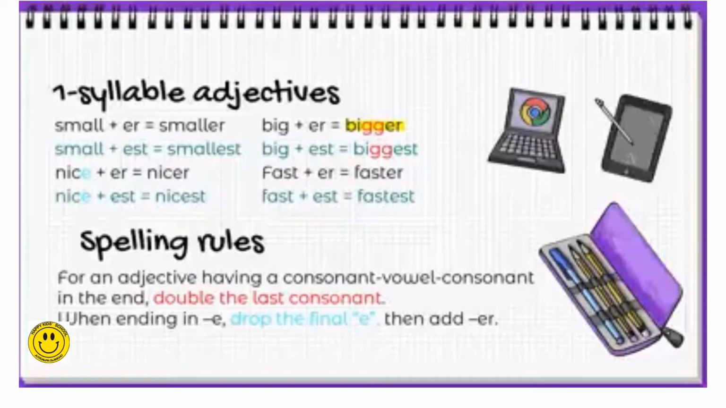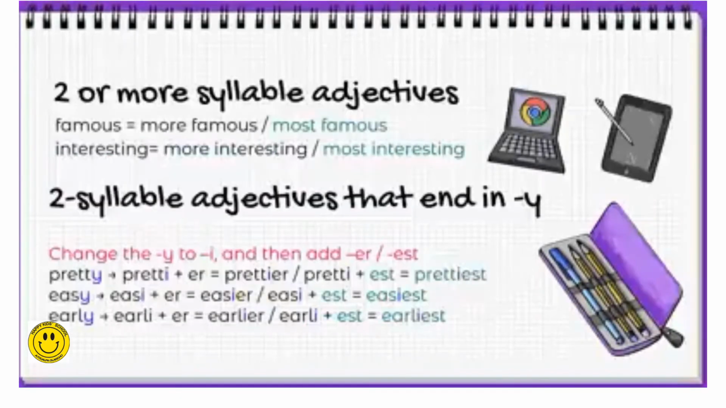And when ending in a silent E, we have to drop that final E and then add -er. Take a look at nice, N-I-C-E. So we have to drop that E before adding the -er. That means we will never see a double E at the end of our comparative or superlative adjectives.